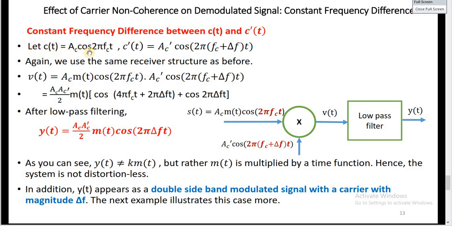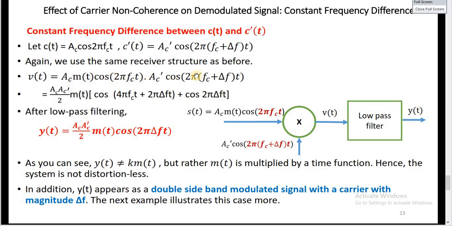So C of t equal AC cosine 2 pi Fc t. This is the carrier at the transmitting side. C prime of t equal AC prime cosine 2 pi Fc plus delta F t. This is the locally generated carrier, and as we observed, it differs from that at the transmitting side by an amount delta F. Again, we use the same procedure. We multiply this signal with this signal, and the result is V of t equal AC m of t cosine 2 pi Fc t times AC prime cosine 2 pi Fc plus delta F t.